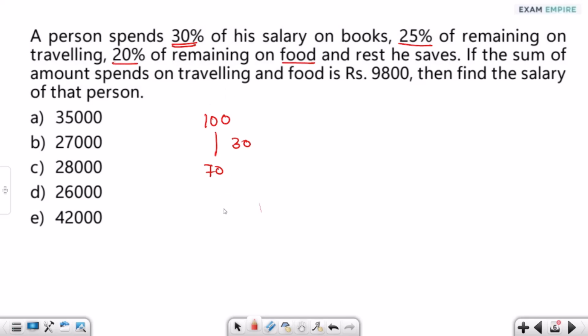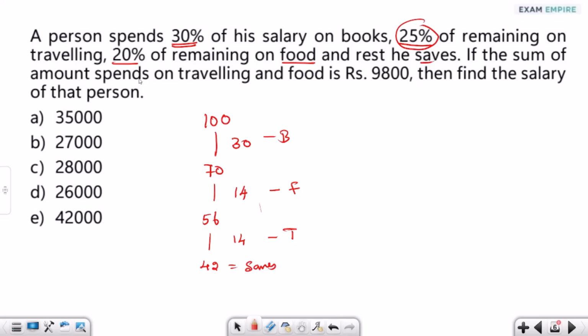So we'll just interchange. So first I'm going to calculate for food. Okay, this is for books. So 20% of the remaining. What is 20% of 70? It is 14. So remaining is like 56 and 25% of the remaining on traveling. So what is 25% of 56? Again 14. This is like traveling. So remaining is like 42. This is nothing but he saves.